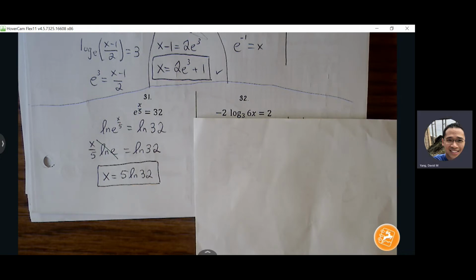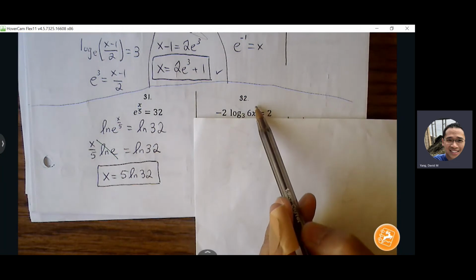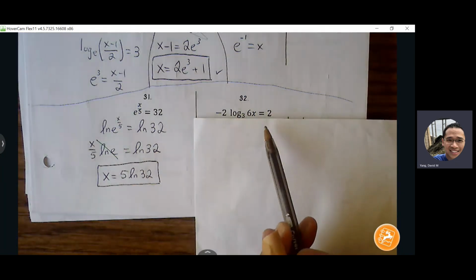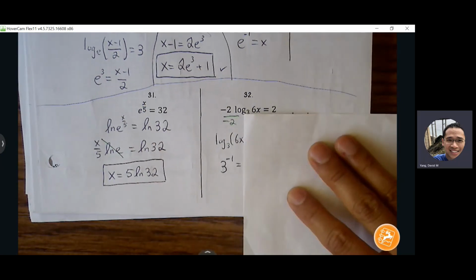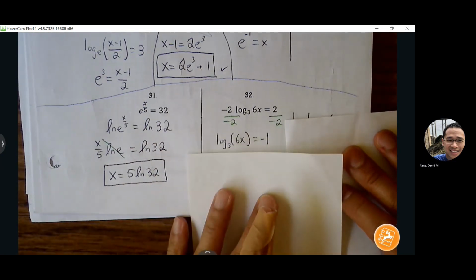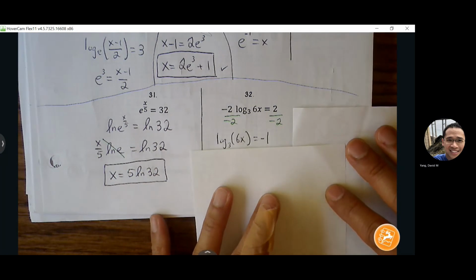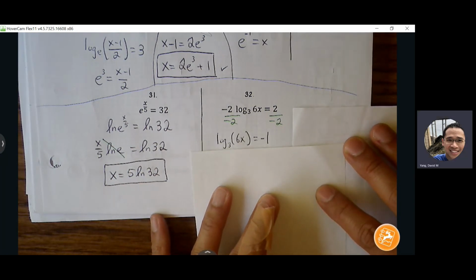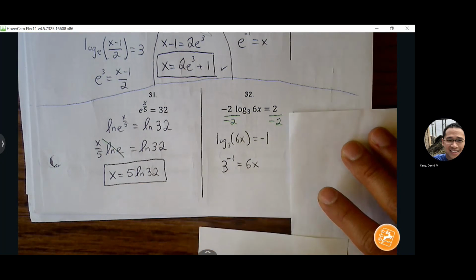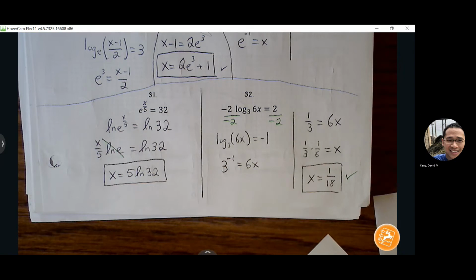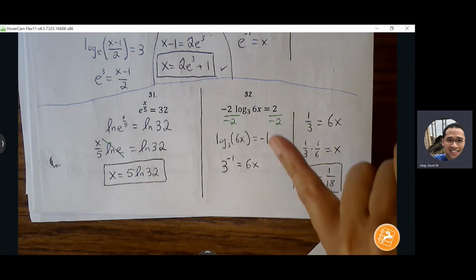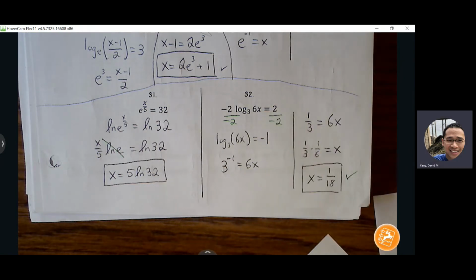Okay, 32, how would you start 32? Divide, right? We could bring it up as an exponent, but we see that dividing by 2 is a much easier path. Okay, exponential form, and then solve for x. 1/18 is safe, no issues with extraneous solution.